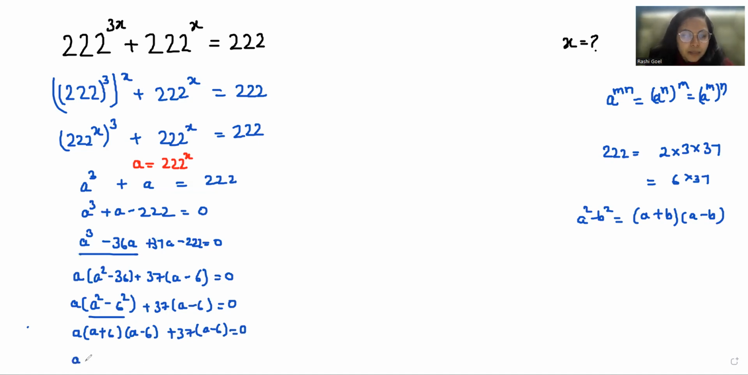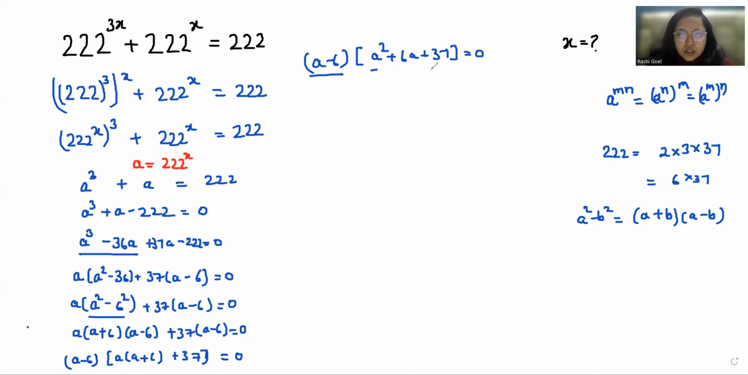Now I can take a minus 6 as common. So a plus 6 plus 37 is equal to 0. Now a minus 6 is here. If we multiply this a with the bracket, a square plus 6a plus 37 is equal to 0. So these are the two factors and both are equal to 0, so a is equal to 6 and here a square plus 6a plus 37 is equal to 0.